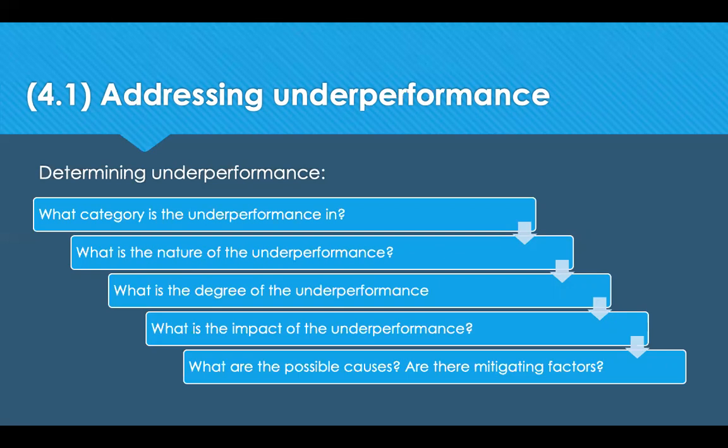And the final one is, what is the possible cause? And are there any mitigating factors? So, for example, delivery times are likely to be impacted by unexpected and severe weather. So maybe those ones can be exempted.